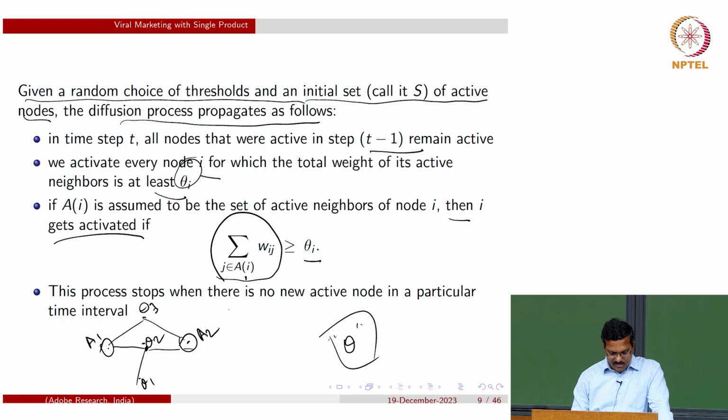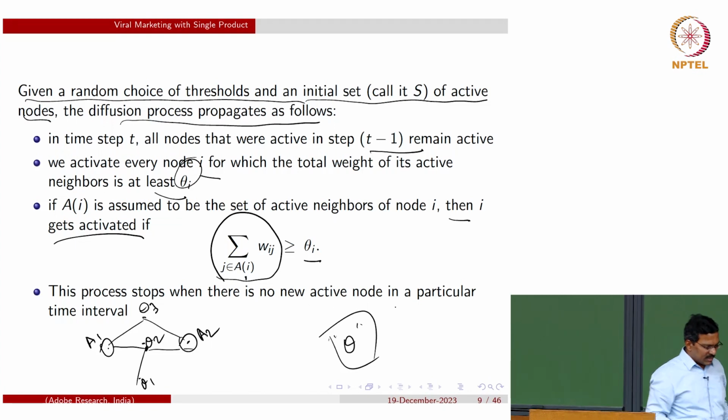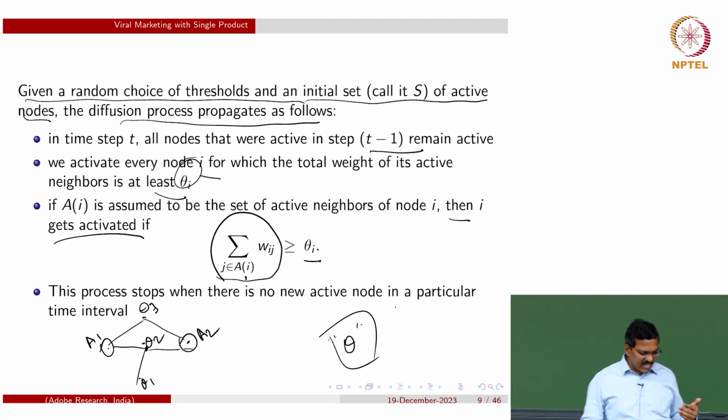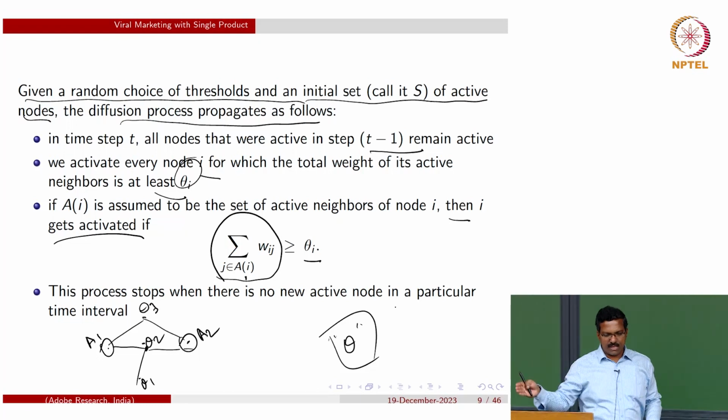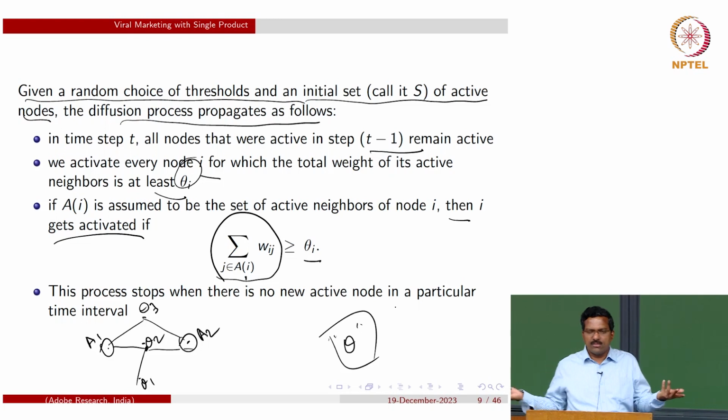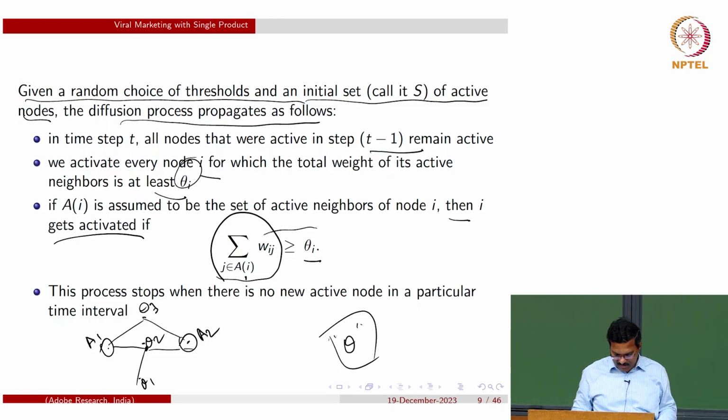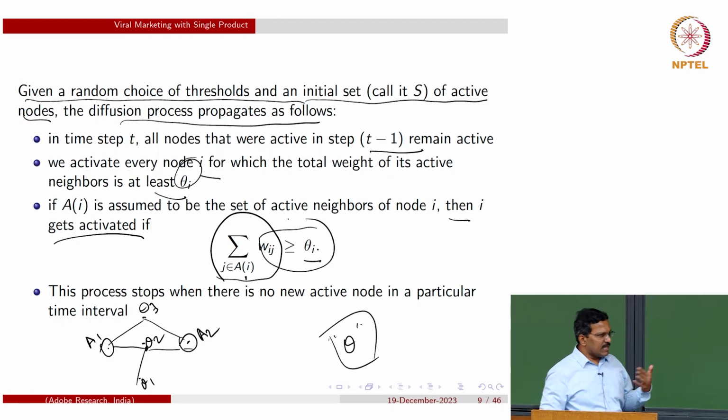This process stops when there is no new active node in a particular interval. I'll repeat this random process from one time interval to the next as long as at least one node becomes active in the next time epoch. If at least one node becomes active, then I'll continue. If in the next time period there is no new active node, I'll stop. No point, right? Even if I continue, nothing becomes active, following these equations. So this is called the linear threshold model.